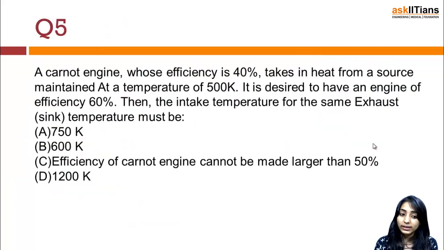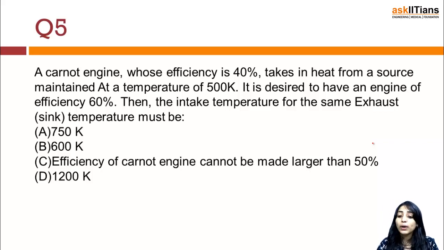Now, since we are done with this, let us move over to the last question, where question number 5 is considered. So he says, a Carnot engine whose efficiency is 40% takes in heat from a source which is maintained at a temperature of 500 Kelvin.